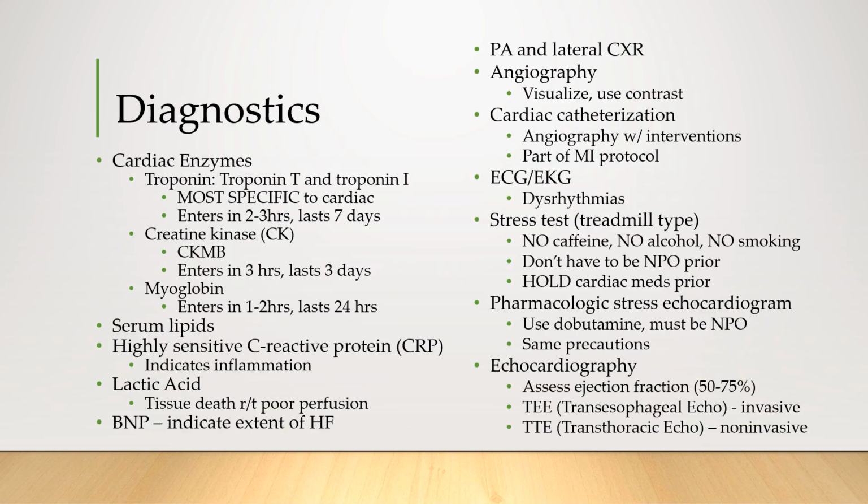So some diagnostic tests we look at. Troponin. Anytime we think someone's having a STEMI, we're going to be checking troponin levels. We're going to be checking lipid levels if they have a history or they have a family history. Lactic acid, that's all about sepsis, which we're going to get into in part 2. BNP, that indicates the severity of the heart failure. Cardiac catheterization, which we'll talk a little bit more.